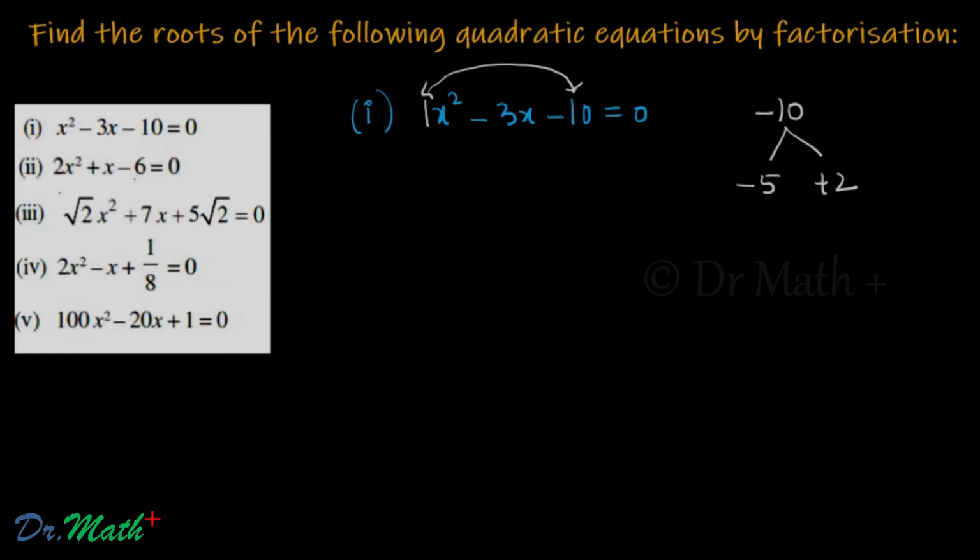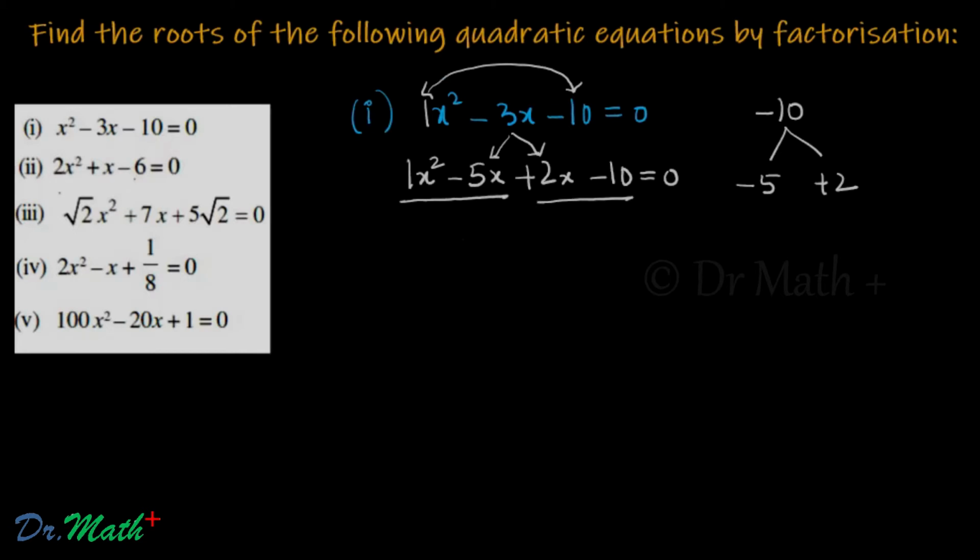Therefore, x square minus 3x minus 10 equals 0 can be written as 1x square minus 5x plus 2x minus 10 equals 0. And you can very clearly see that minus 3x is split as minus 5x and plus 2x. Now we'll factorize by grouping. Let me group first two terms and last two terms.